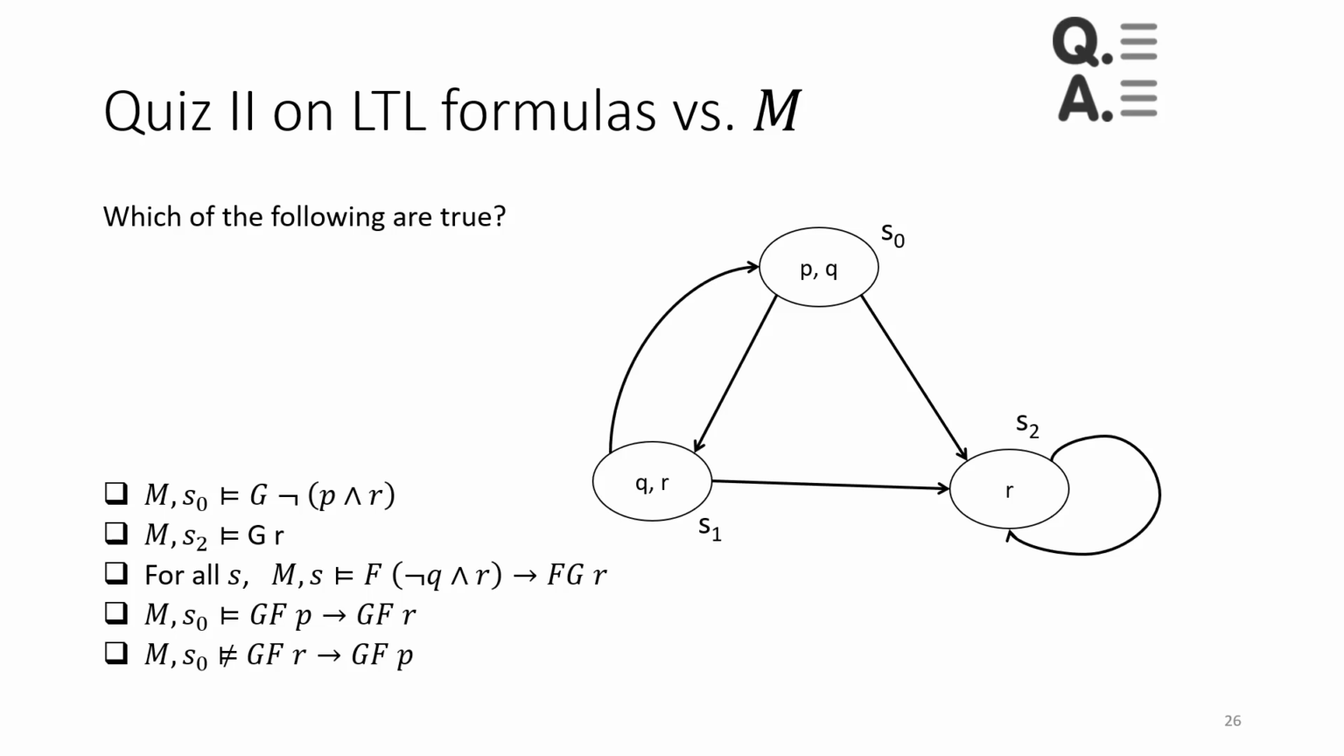No, P and R, we never have them. So never P and R are together in one state. So this one is satisfied. Next one, globally R. So we start in S2.